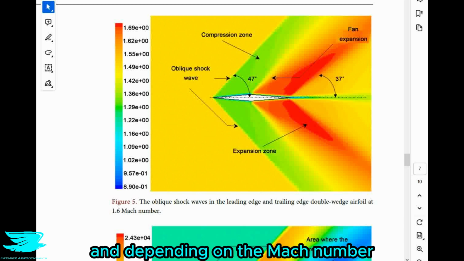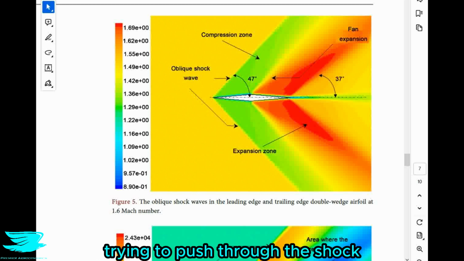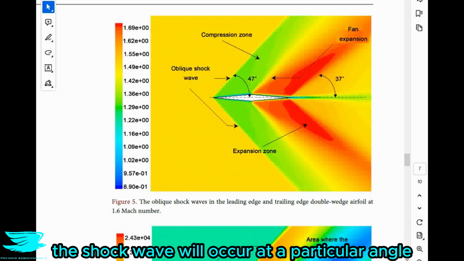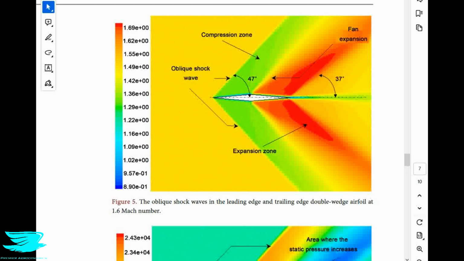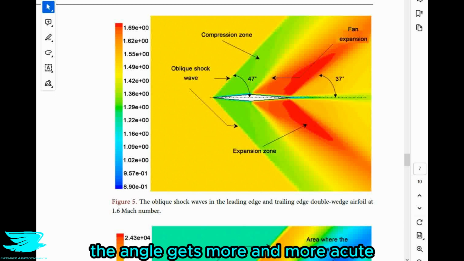And depending on the Mach number and the shape of the object trying to push through, the shockwave will occur at a particular angle. Here, the angle is 47 degrees to the horizontal. And as you travel faster, the angle gets more and more acute.